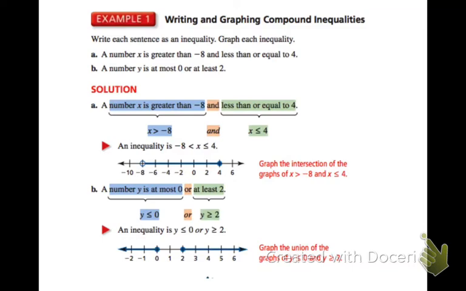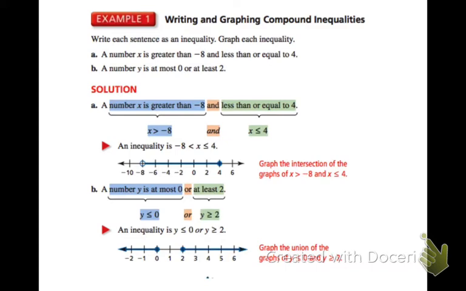For part B, a number y is at most 0 or at least 2. So we have two different things going on here. It's an either or situation. So we'll have two graphs, but they'll be pointing in opposite directions because y will either be less than or equal to 0, or y can be greater than or equal to 2. But notice it's not equal to that range in between 0 and 2. Well, actually, 0.1 and 0.99999. Okay, so yeah, there's going to be a gap in the way that's graphed.